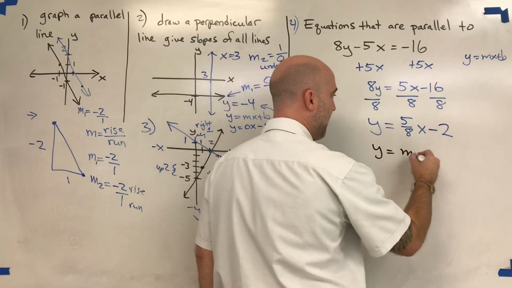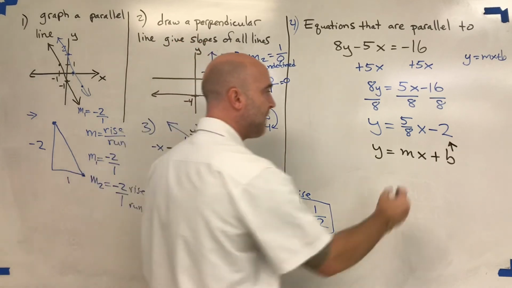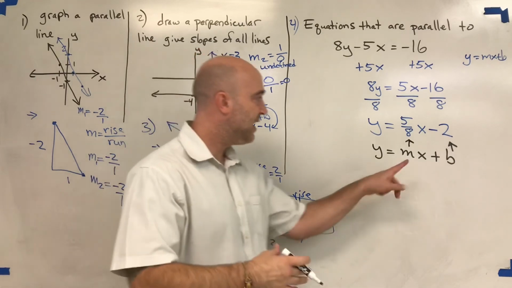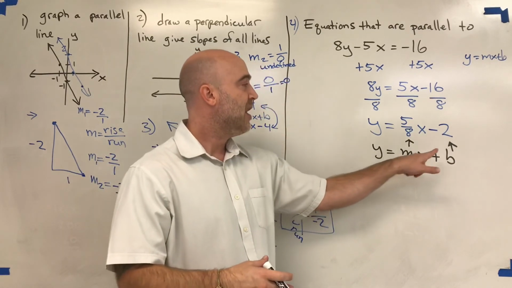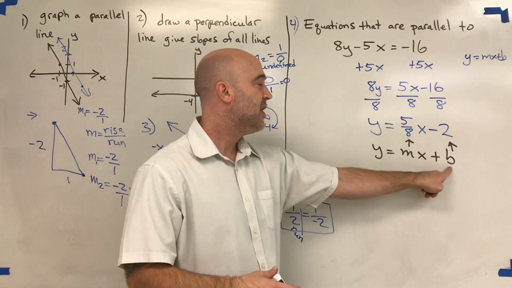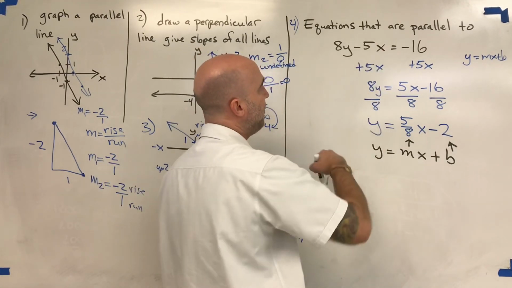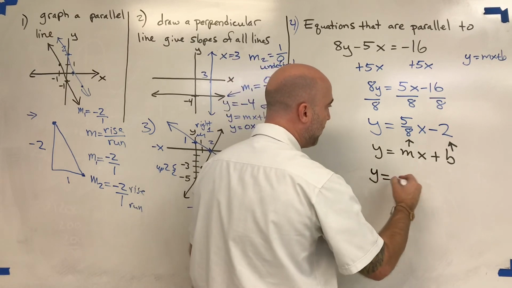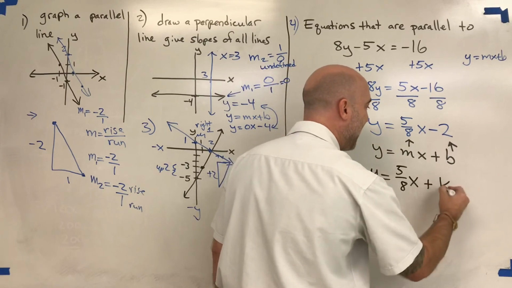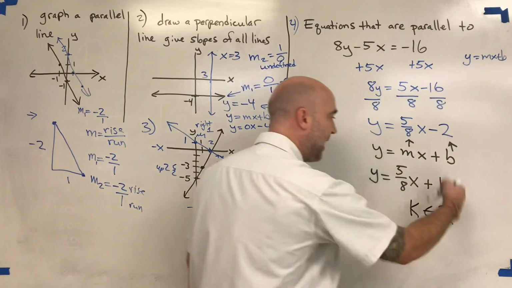Y equals mx plus b. Your y-intercept is by itself. The slope is always next to x. The slope gets affected the most quickly by that x. The y-intercept, the starting value, just stays the same and always stays there. So it's -2 in this case, all by itself. So in this case, equations that are parallel to this would be y equals 5 over 8x plus any constant, where that constant is an element of the real numbers. It could be any number right there.